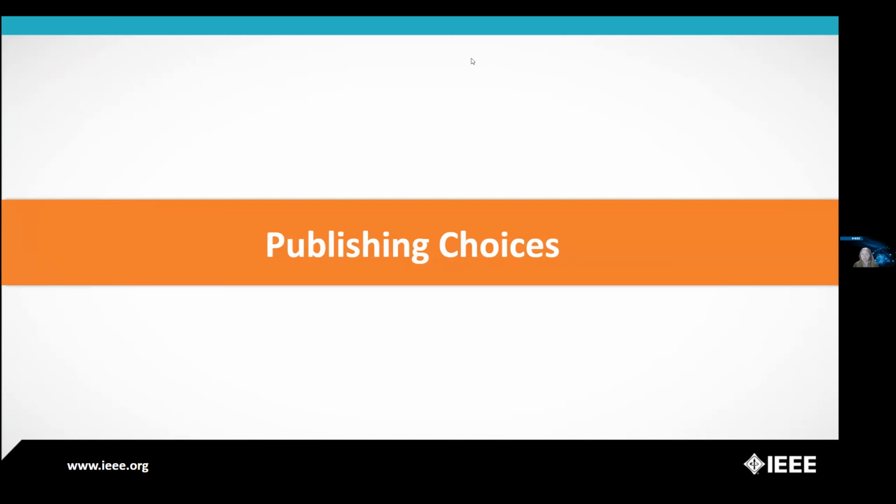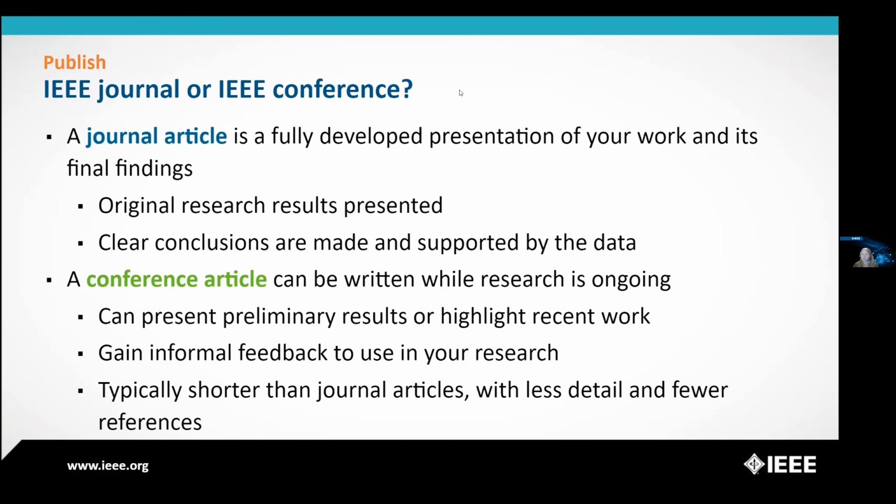IEEE is a large organization with 39 societies. We publish over 200 journals, and we sponsor close to 1,800 annual conferences each year. So before you decide where to publish, you first want to decide, do you want to do an IEEE journal article, a conference paper, or both?